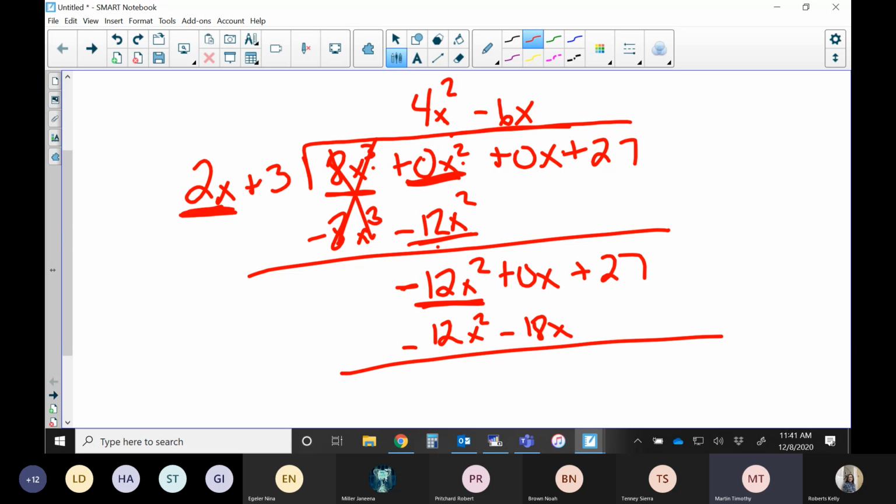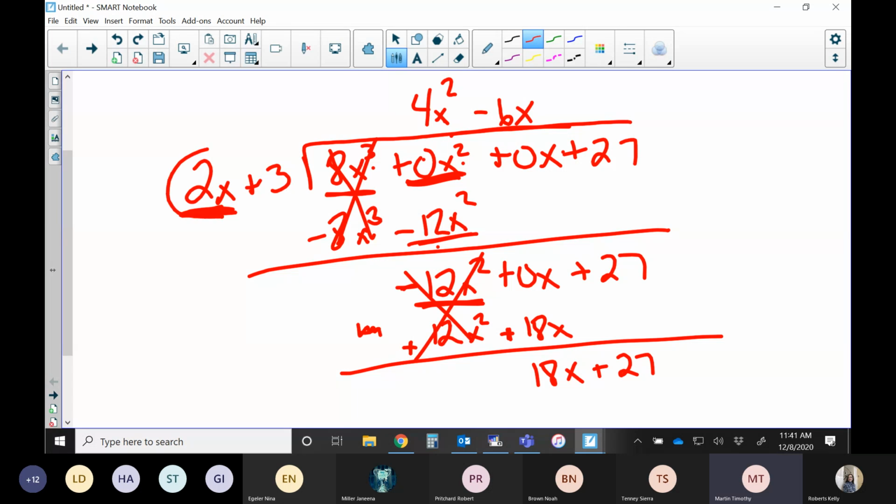But I need to remember that I'm subtracting. And so what I do is I distribute the subtraction, which changes both of these signs. And then I'm able to see a positive and negative 12x squared cancel each other out like it should happen. And then this turns into a 18x plus 27.